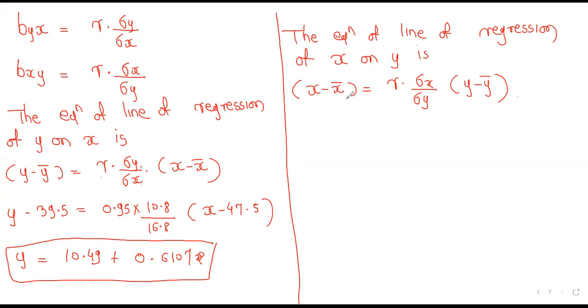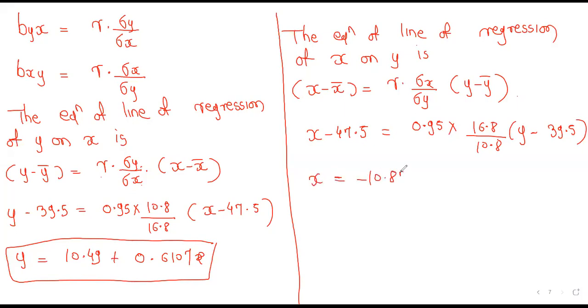Now we calculate the equation of line of regression of x on y. So x minus 47.5 is equal to 0.95 into sigma x is 16.8 divided by 10.8 into y minus y bar, which is 39.5. So after simplification, we get x is equal to minus 10.87 plus 1.4778y. Okay, so this is the equation of line of regression of x on y.